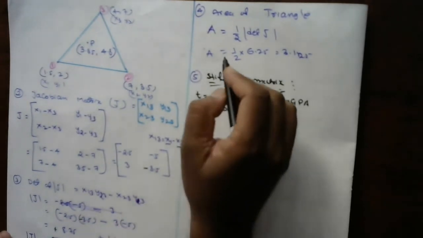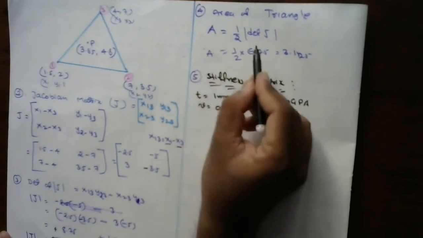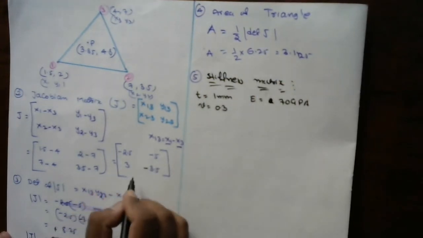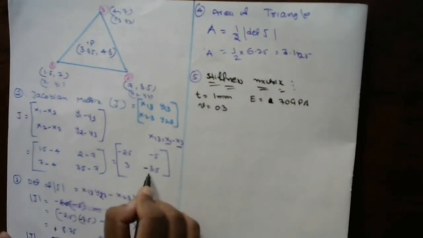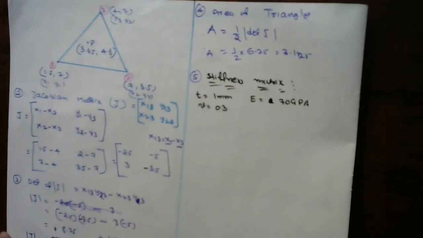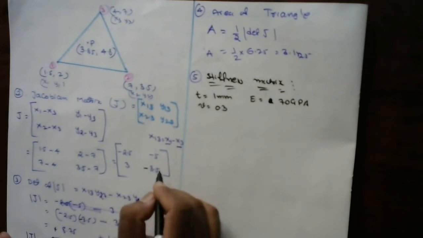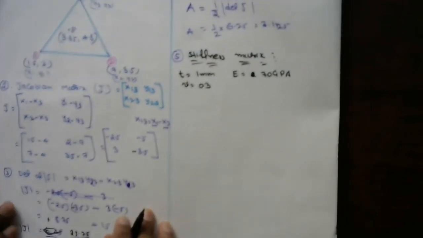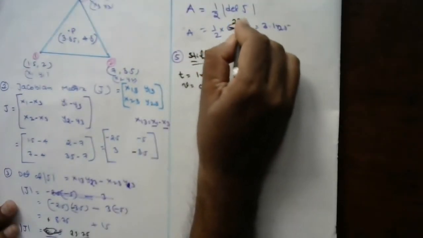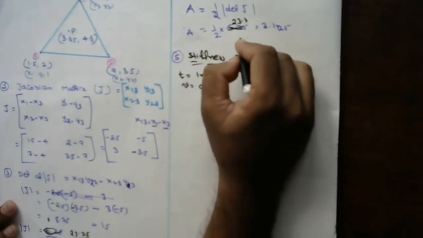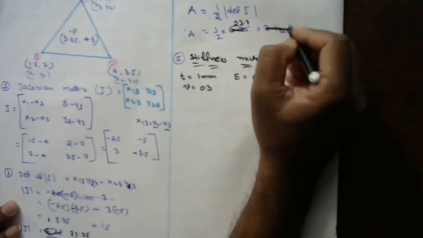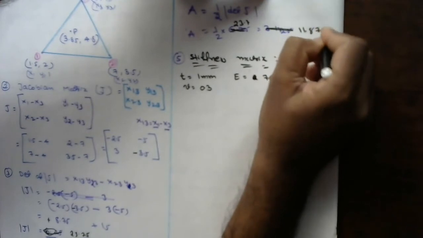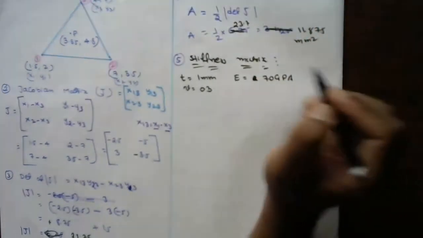See here, just now we have calculated the area of the triangle. The area of the triangle is half the determinant of J. Here, a small correction: 3.5 minus 7 becomes minus 3.5. If you do that, you are going to get the determinant equal to 23.75. So 23.75 divided by 2 gives the area. The area of the triangle would be equal to 11.875 mm square. This is the area of the triangle.